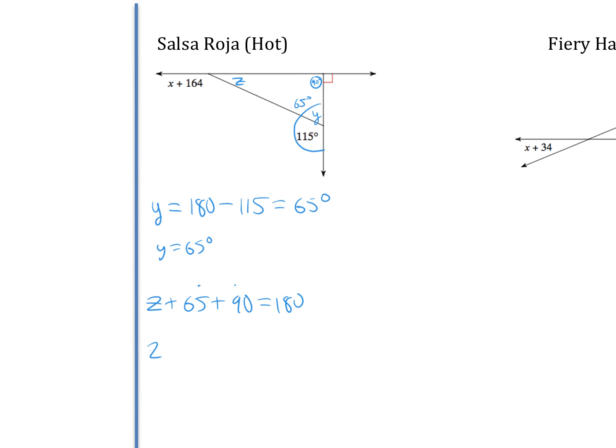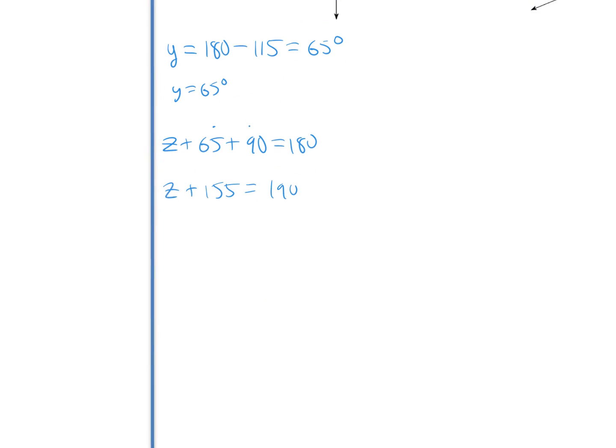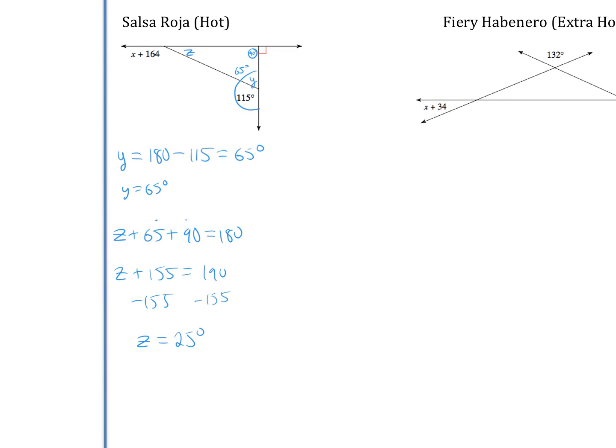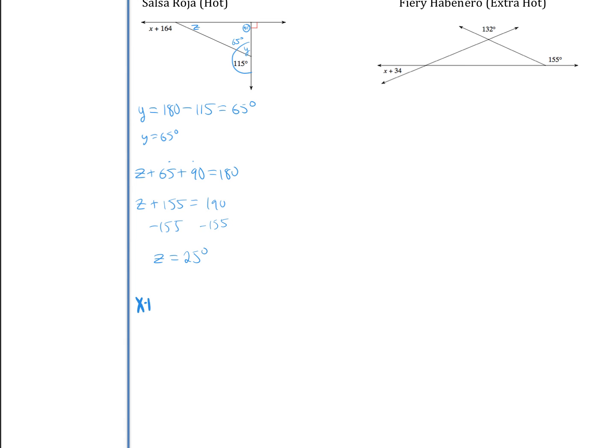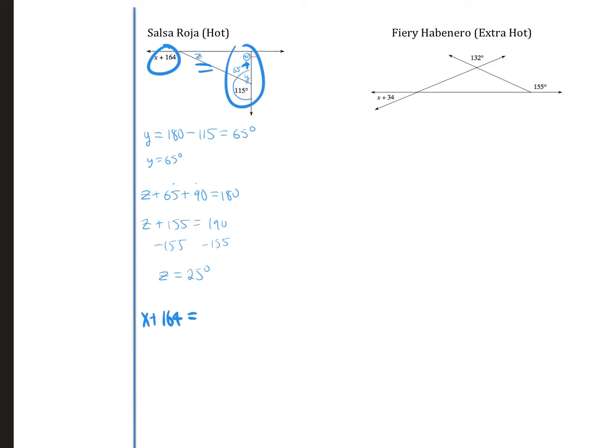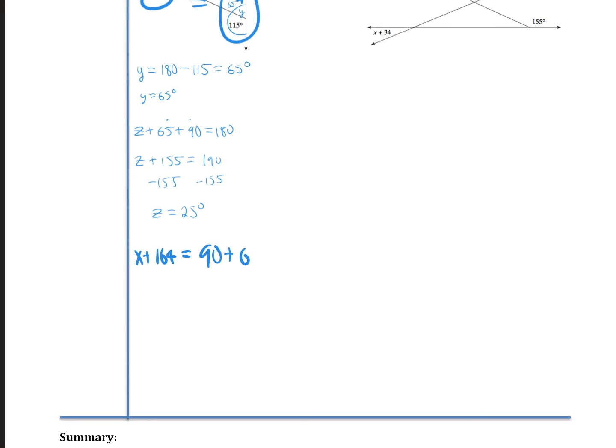So Z plus 65 plus 90 equals 180. Combine like terms, we get Z plus 155 equals 180. Subtract 155. We get Z equals 25 degrees. So now we have Y, we have Z, and now we can figure out x plus 164. So x plus 164 is going to equal these two added together, right? So it's going to be x plus 164 equals 90 plus 65.